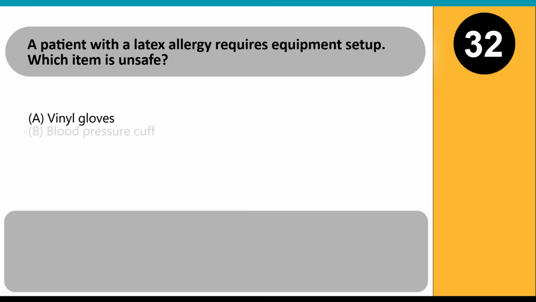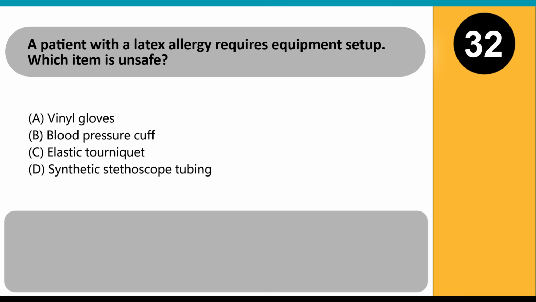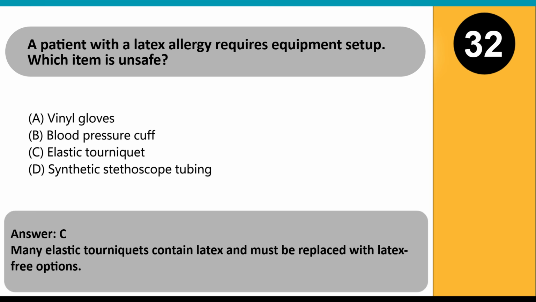A patient with a latex allergy requires equipment setup. Which item is unsafe? A. Vinyl gloves. B. Blood pressure cuff. C. Elastic tourniquet. D. Synthetic stethoscope tubing. Answer: C. Many elastic tourniquets contain latex and must be replaced with latex-free options.